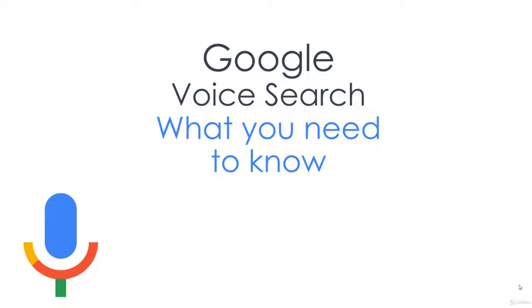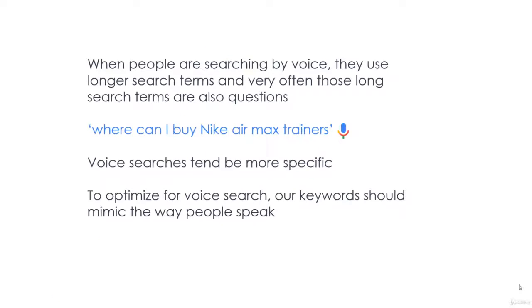Okay, let's look at Google Voice Search in more detail and what you need to know. When people search by voice, naturally they're using longer search terms, and very often these search terms are also questions, and they tend to be more specific. For example, where can I buy Nike Air Max trainers? So to optimize for voice search, our keywords should, as much as possible, mimic the way that people speak.